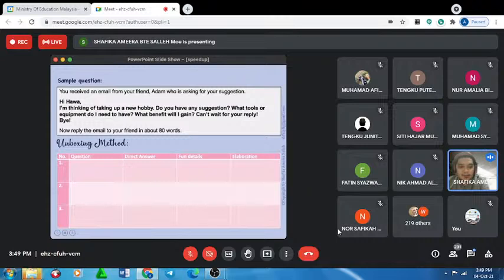Okay, so question number 1 tadi apa dah? Suggestion of hobby. Okay, question number 2, tools or equipment do I need to have? Okay, and then question number 3 that we need to respond is benefit that I will gain from the hobby. Alright, so let's do this together. You can share your idea in this in-call messages. Share your idea about the suggestion first. The hobby first. Okay, what do we want to suggest to Adam?